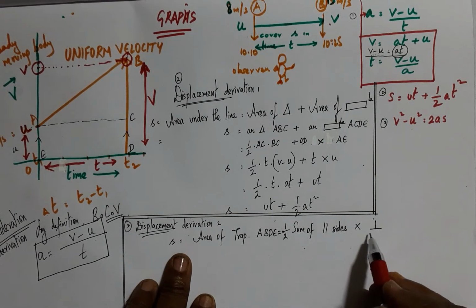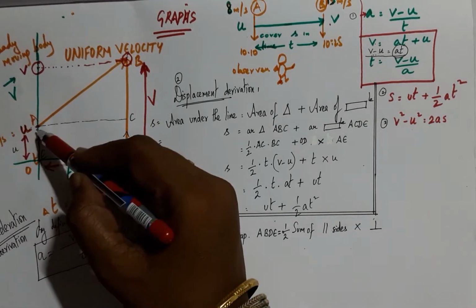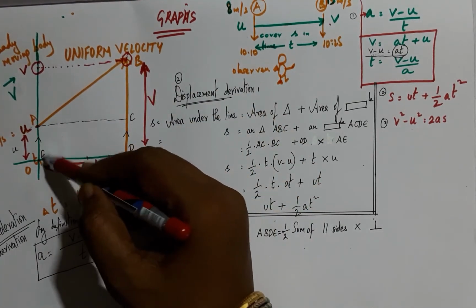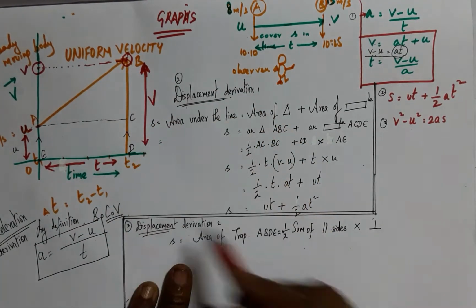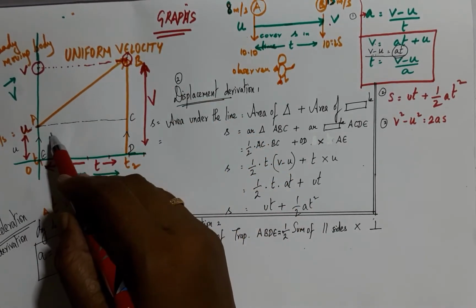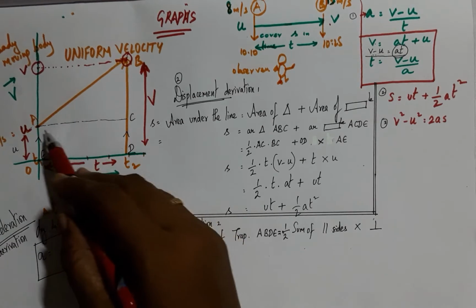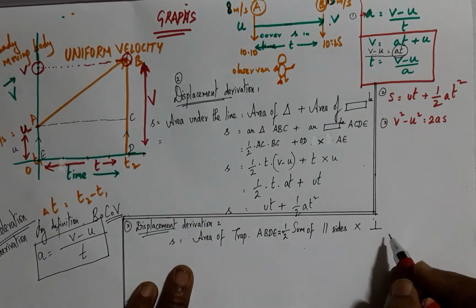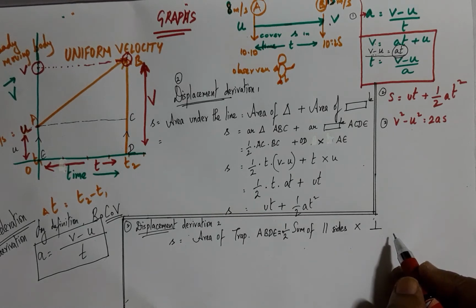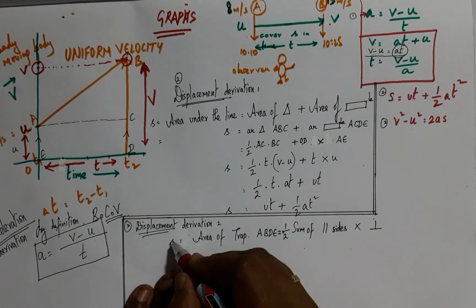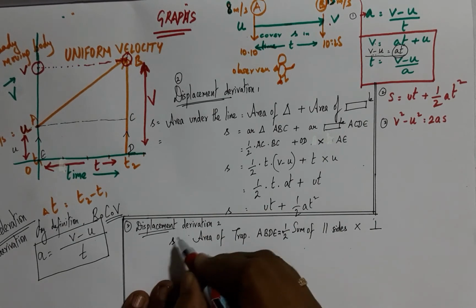half of the sum of the parallel sides into the perpendicular. This being the parallel sides, half into (AE plus BD) into AC, this being the height of the trapezium, which is the perpendicular altitude. Now all this boils down to finding out the displacement.